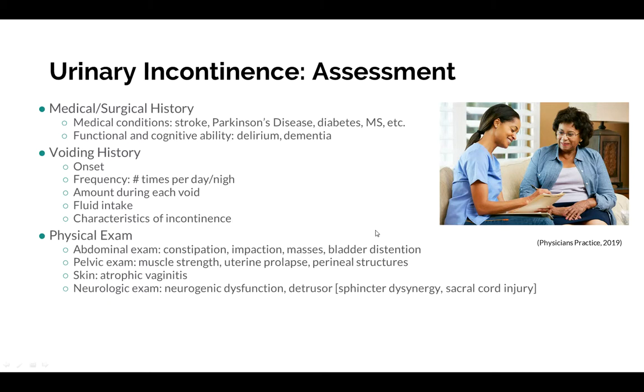You can take a voiding history that gives you some more information about the patient's normal daily habits and the characteristics of their incontinence. And then when you're doing your physical exam, you really want to focus on the abdominal, the pelvic, the skin, and the neurologic exam. The skin exam is really focused actually on the GU system to see about current estrogen sensitivity.